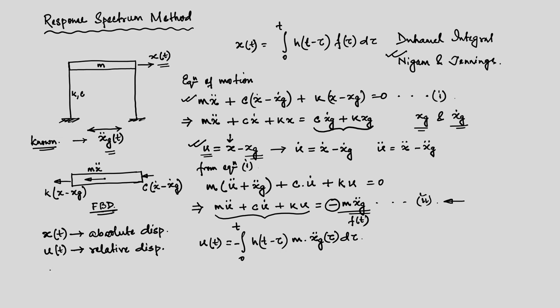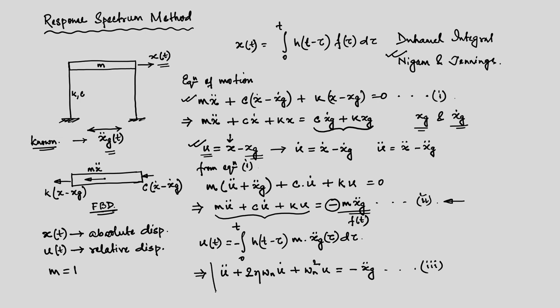Now, just imagine if the mass is 1, then what will happen? Or what we can say is that if we divide both sides of equation 2 by the mass m, then the first term will be u double dot plus the second term, which we know will be twice eta omega n u dot, plus omega n square u is equal to minus xg double dot. So, that is the same second equation, but in a new format. Let us call it equation 3.